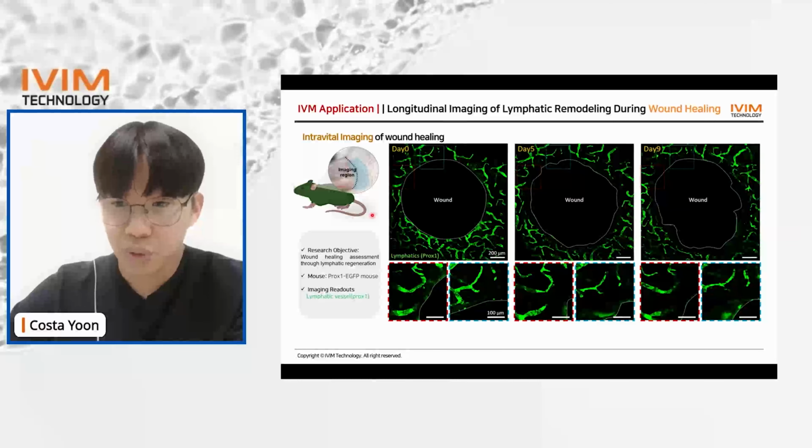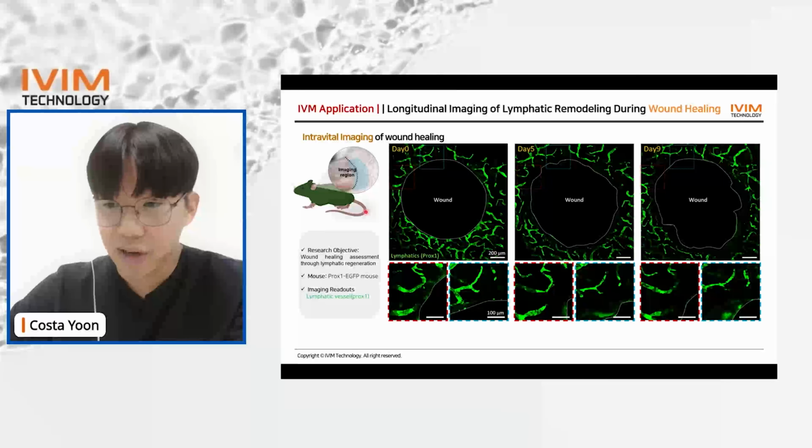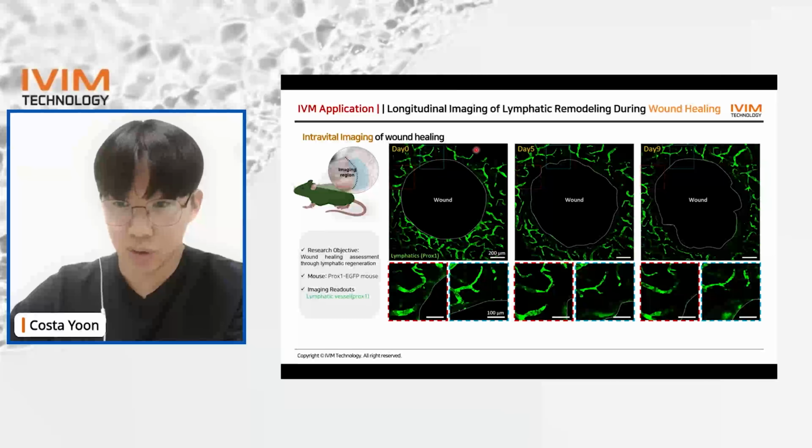A needle wound was created in the ear skin, and the same tissue region was imaged on day 0, day 5, and day 9. The loss of lymphatic vessel signal after wound induction was marked with a white dotted line. We then monitored the recovery of lymphatic signals along the wound boundary.